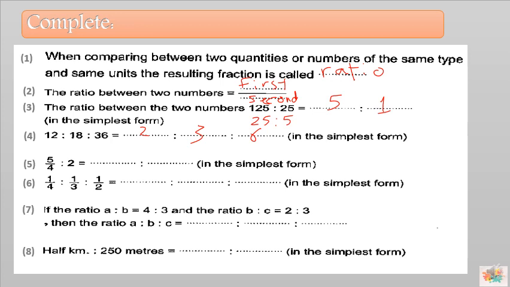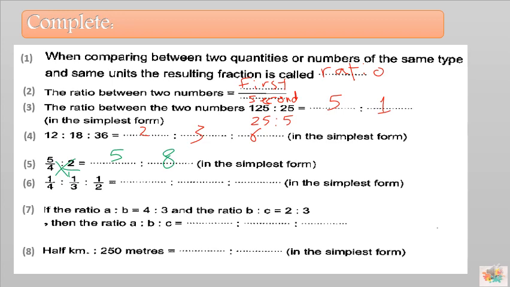The next, number 5. 5 over 4 and 2. The 2, kids, is like 2 over 1. Okay? 2 over 1. So we will multiply 1 by 5 and 4 by 2. So 1 times 5 equals 5 and 4 times 2 equals 8. Of course, this is the simplest form.